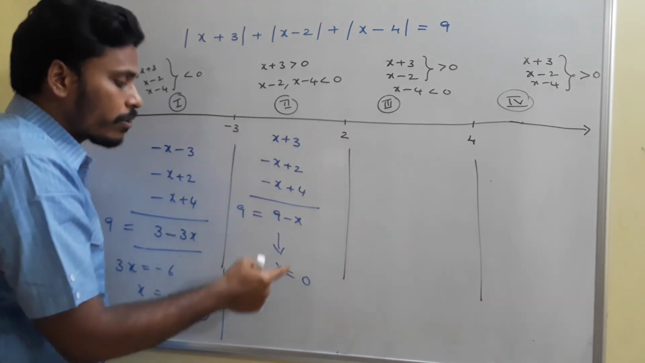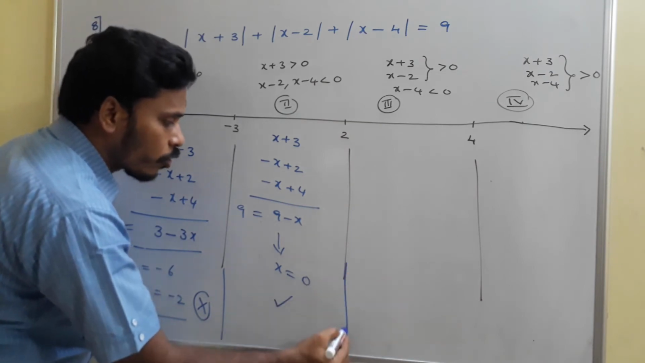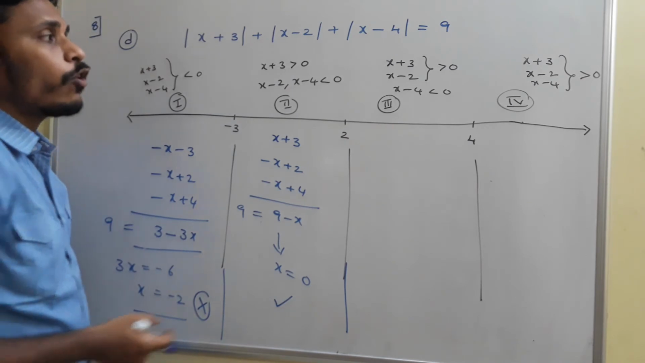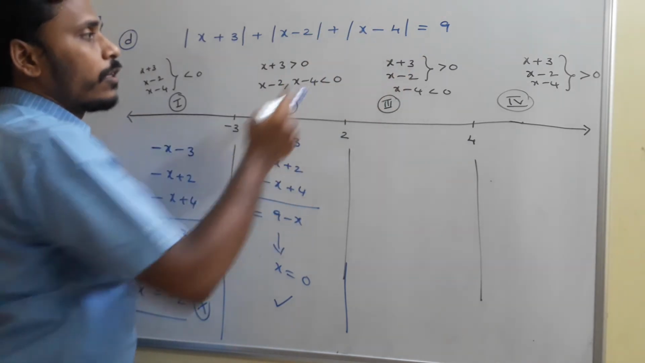In between these two numbers 0 is there. So this 0 is a solution. Then in between 2 and 4, the first two are positive whereas the third one is negative.